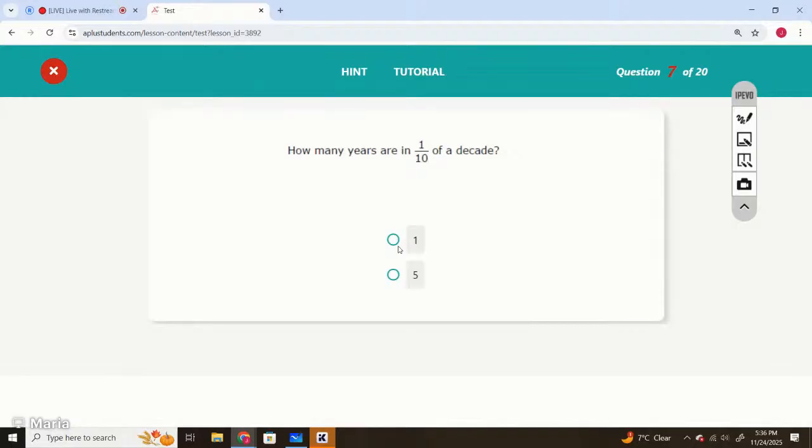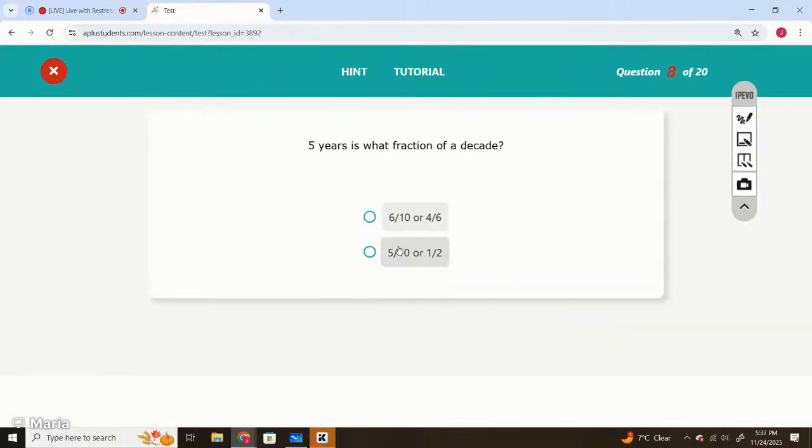How many years are in 1/10 of a decade? So which is the correct option? So in a decade we have 10 years, right? So 1/10 of a decade is 1 year. Option number 1 is the correct option.